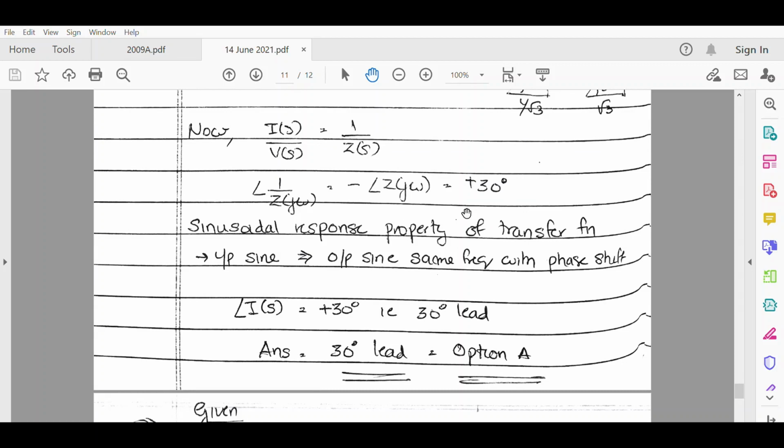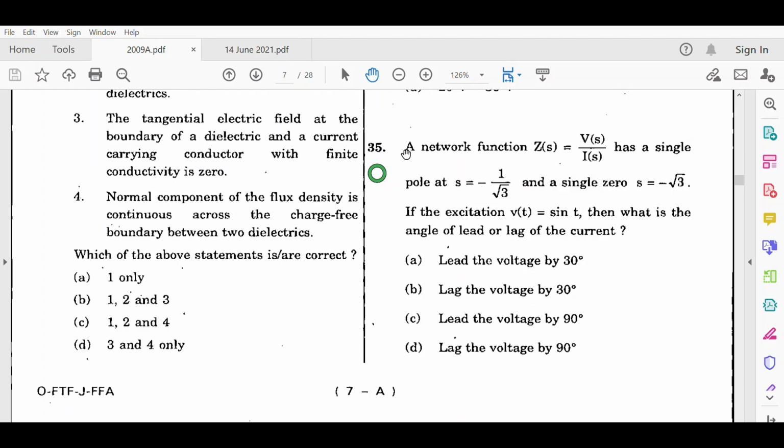Now over here we have found out already the angle of the reciprocal of the network transfer function, and from that we can make out that the angle of I of s would be plus 30 degrees, and that is a 30 degree lead, which means the current leads the applied voltage by 30 degrees, and the option A provides such an answer, and this is the correct answer.